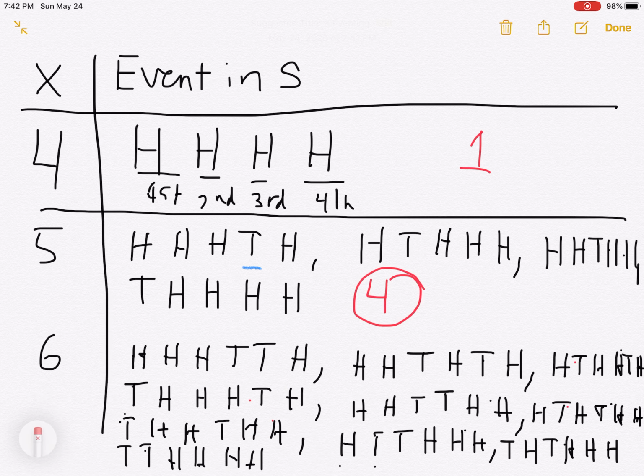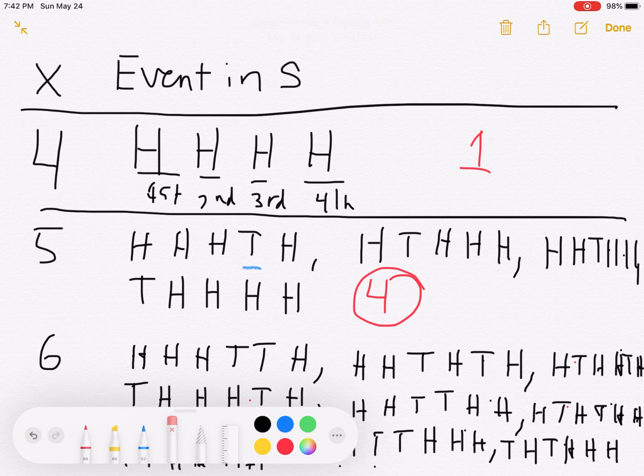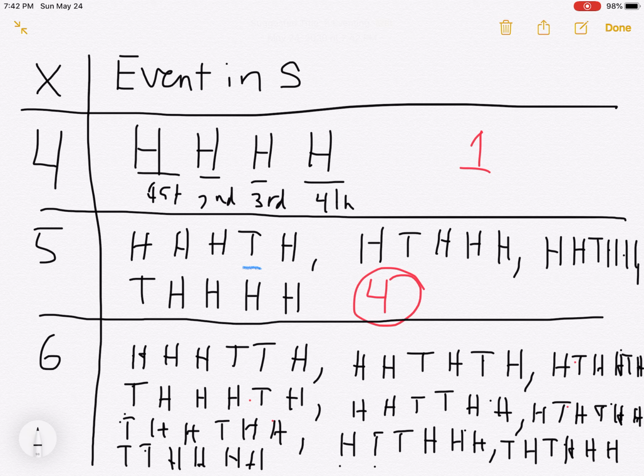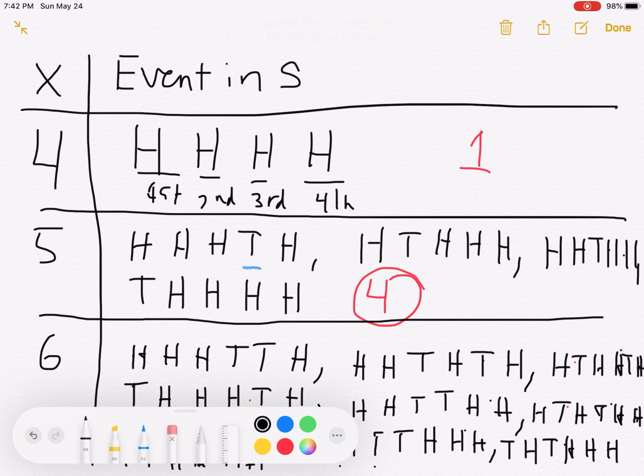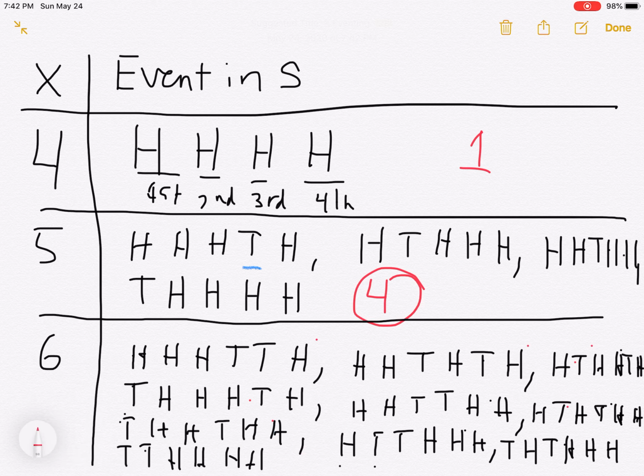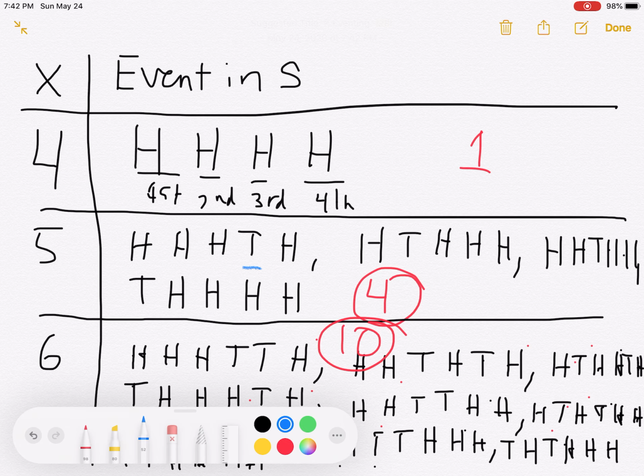we're going to see that the number of events that correspond to X equals 6 tosses of the coin are going to be, here's 1, here's 2, here's 3, 4, 5, 6, 7, 8, 9, 10. There's going to be 10 outcomes that correspond to X equals 6. Well, let's figure out how to compute the probability of X equals 6, and maybe that will lead to some insight into how the negative binomial distribution is working.